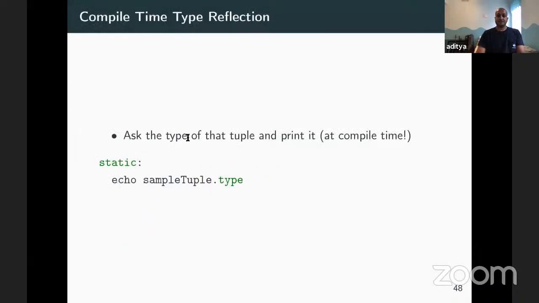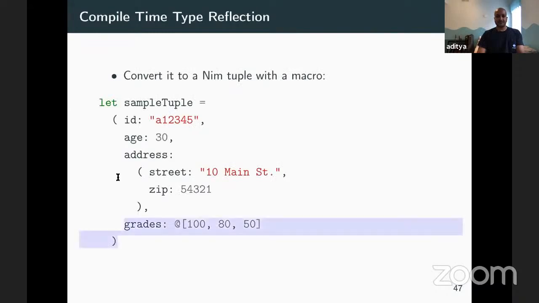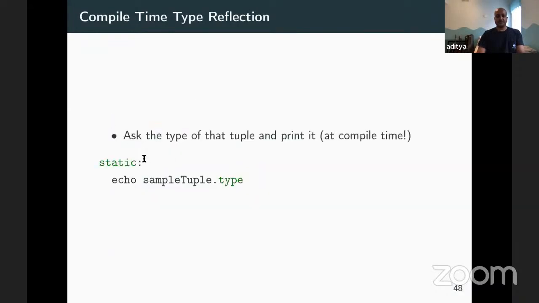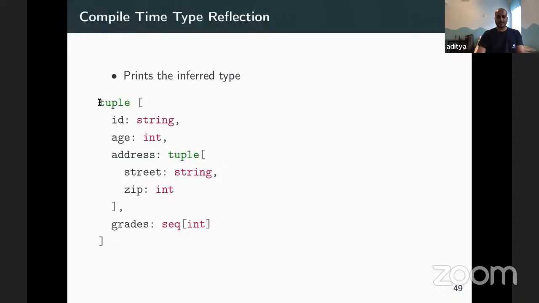The magic is really happening when at compile time I have access to the Nim type checker, right? So I can take this value that I just created and say, hey, Nim type checker, what is the type of that value? Tell me what it is at this point in time. And at compile time, it'll infer the type for you. So it'll take that tuple and say, okay, I think the ID is a string, the age is an int, the street is a string, and the grades are a sequence of integers. So now we have a type that we can work with.